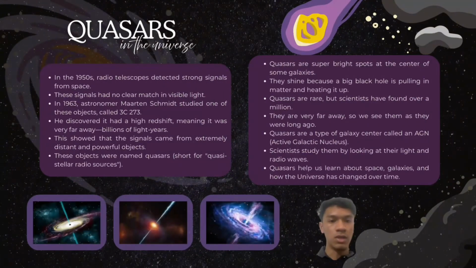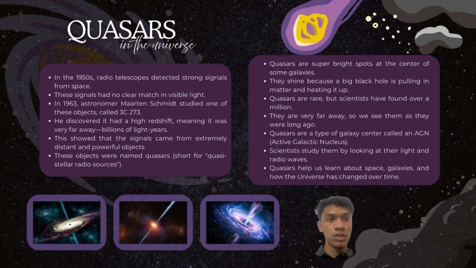The second phenomenon of radio telescopes is quasars. The background of quasars is in the 1950s. Radio telescopes detected strong signals from space. These signals had no clear match in visible light, and in 1963, astronomer Maarten Schmidt studied one of these objects called 3C273. He discovered it had a high redshift, meaning it was very far away, billions of light years, and this showed that the signal came from extremely distant and powerful objects.